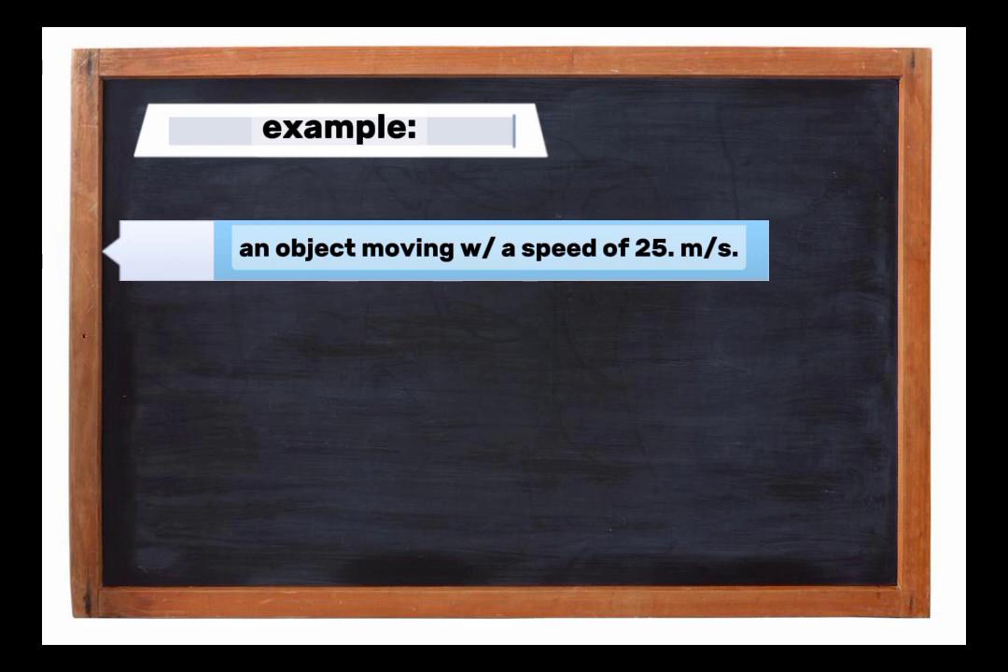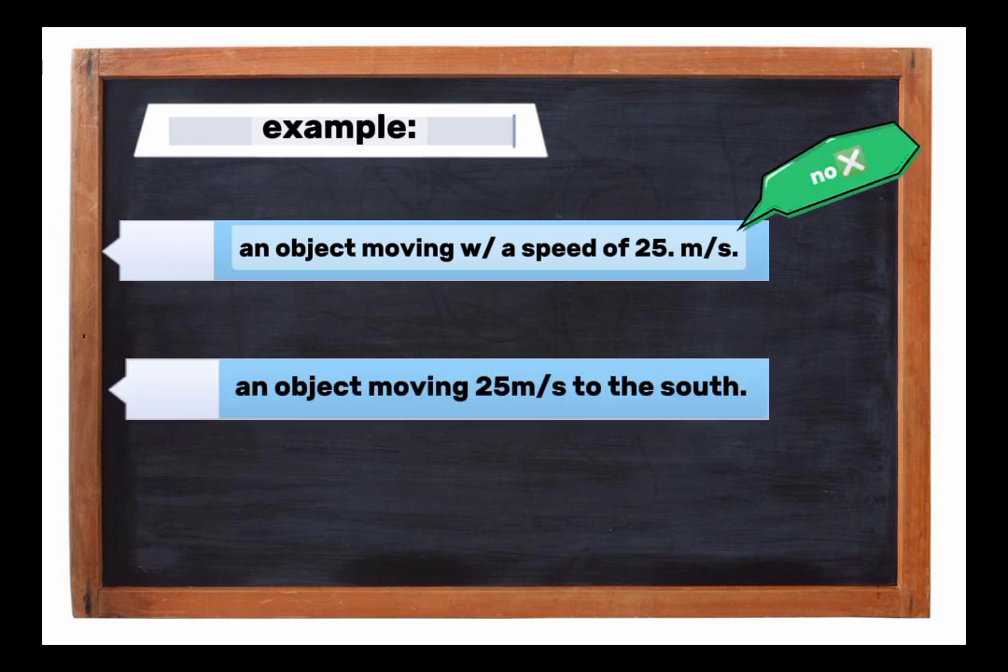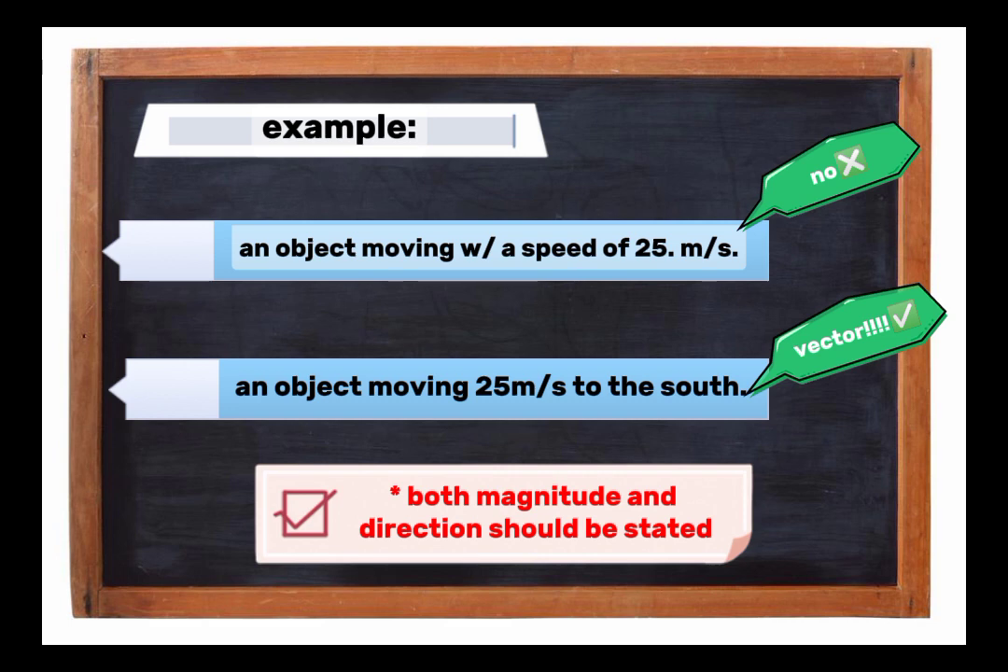For instance, if the velocity of an object were said to be 25 meters per second, then the description of the object's velocity is incomplete. The object could be moving 25 meters per second to the south, or 25 meters per second to the north, or 25 meters per second southeast. To fully describe the object's velocity, both magnitude and direction must be stated.